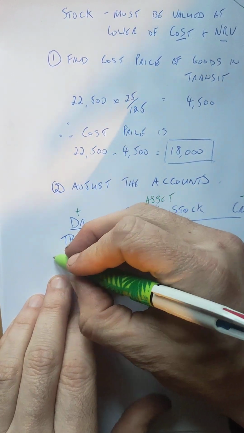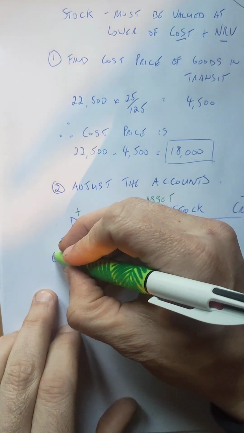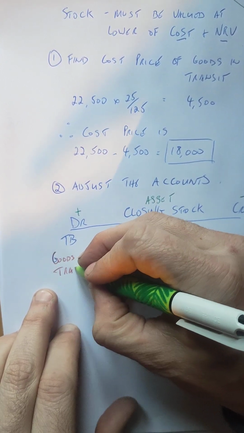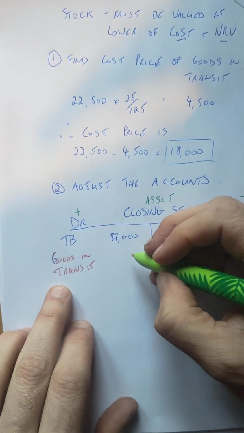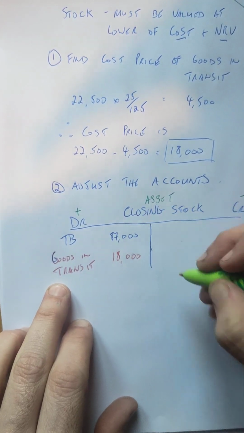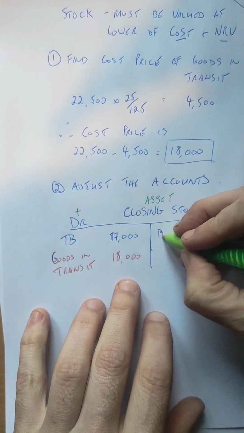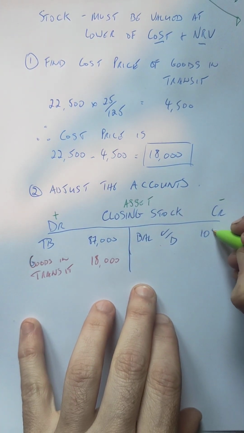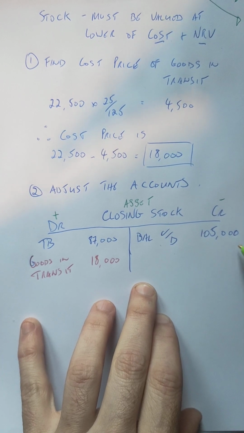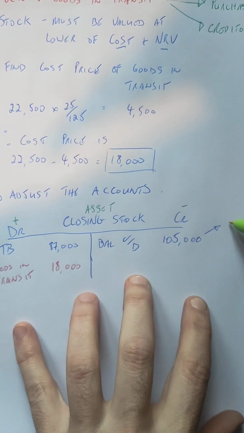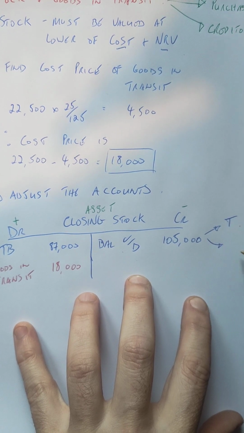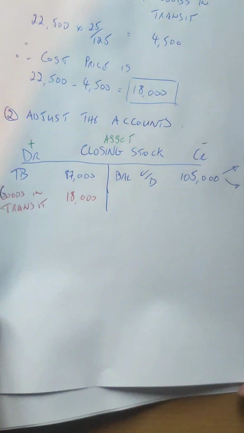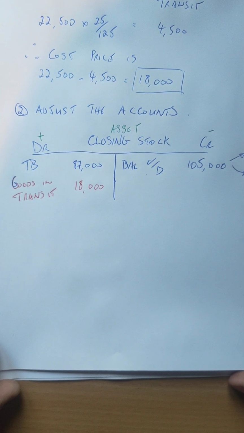But then the goods in transit. Maybe what I'll do is put this in a different color. And what we're going to do is add another 18,000 to it. Now that's going to change your closing stock figure. So balance carried down, which would be 105,000, putting those two figures together. That's going to be for our trading account, and that's going to be the figure for the current asset in the balance sheet as well. So that's the effect that goods in transit will have on closing stock.